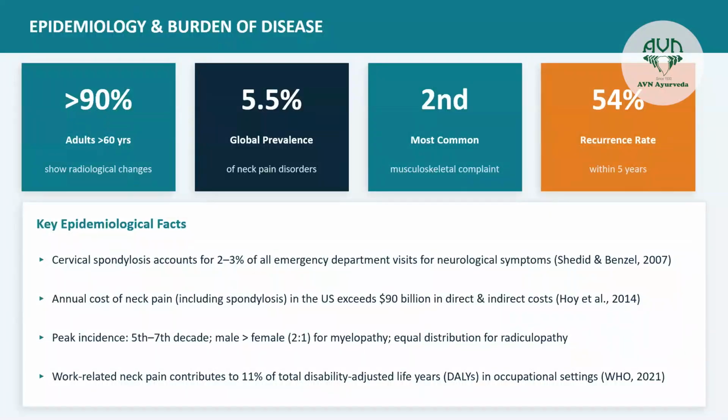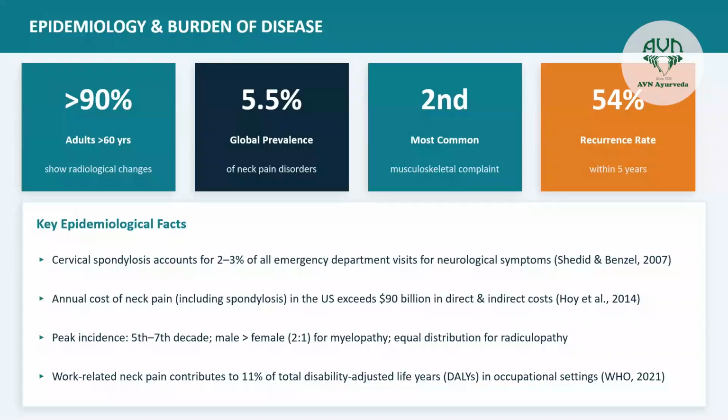The key epidemiological facts include that cervical spondylosis accounts for about 2 to 3% of all emergency department visits. So we are encountering a recurrent number of aches and pains, including back pain and neck pain. The annual cost holds an economic burden on society. In the US, the annual cost of neck pain exceeds 90 billion in direct and indirect costs. Neck pain also grades into axial pain, cervical radiculopathy and myelopathy.